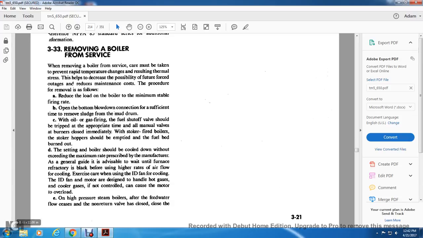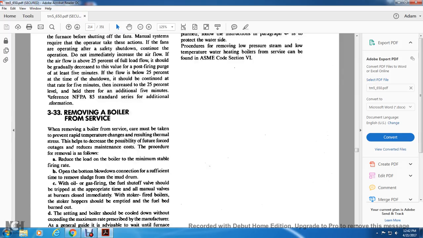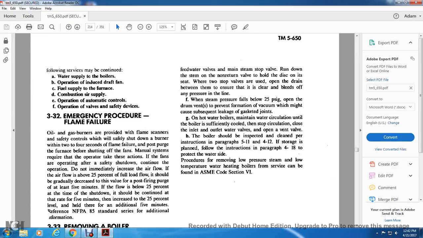On higher pressure steam boilers, after the feed water flow ceases, the non-return valve has closed, close the feed water valve and main steam stop valve, and run down the steam non-return valve to hold the disc on its seat. When two stop valves are used, open the drain between them to ensure that it clears any air pressure in the line. When the steam pressure falls to 25 psi, open the drum vent to prevent the formation of a vacuum, which might cause subsequent leakage in the gasketed joints.